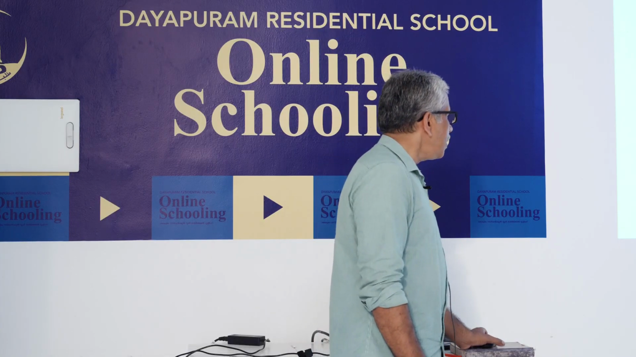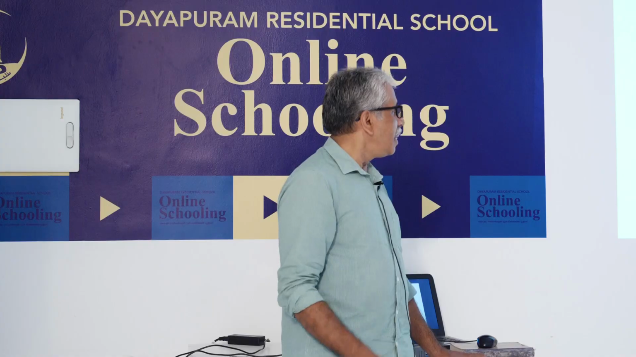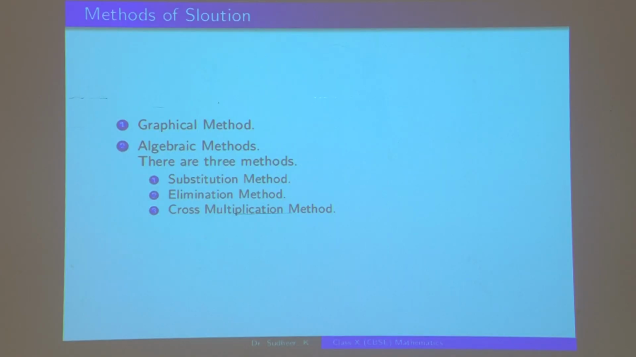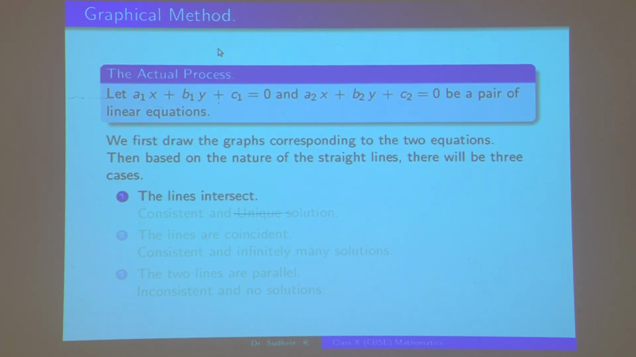Let us look at what are the different methods to find solutions. One is graphical method, and there are other methods. Collectively they are called algebraic methods, and in that there are three methods actually: substitution method, elimination method and cross multiplication method. So the name itself suggests what is graphical method. You geometrically will find the solution.